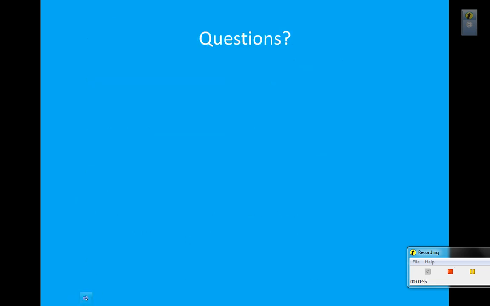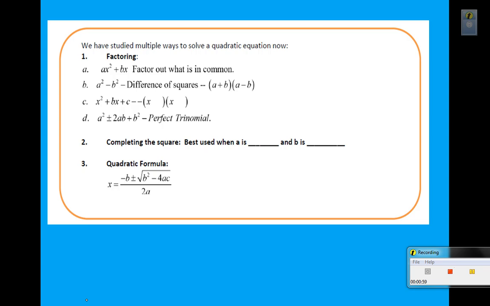Now, I've got a couple of slides here that if you're here, I'd answer questions for you. But hopefully you got your note sheet right in front of you. Here's what I need to do today. There are three different ways that we're going to look at to solve an equation. If you have that factoring sheet that we came up with, I called it the factoring flow chart. We're going to use that a little bit today.